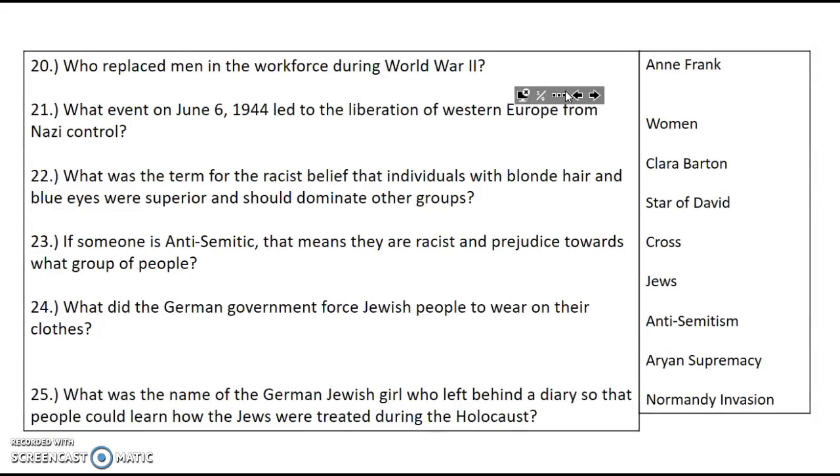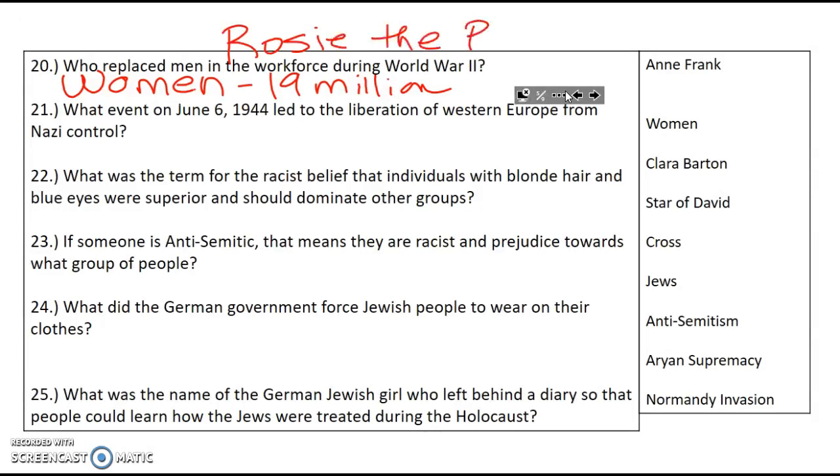20, who replaced men in the workforce during World War II? And that was women. So 19 million women joined the workforce during the war. And a fictional character that persuaded and encouraged women to support the war effort was called Rosie the Riveter. You heard me talk about that before. 19 million women worked in the workforce.